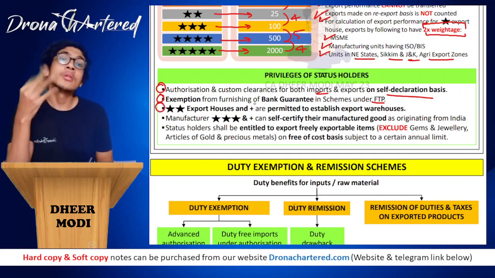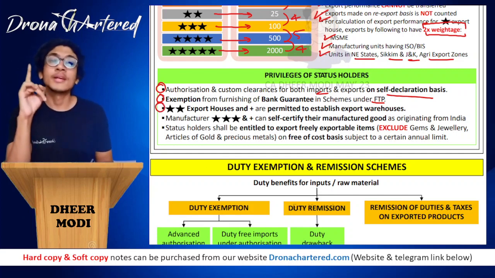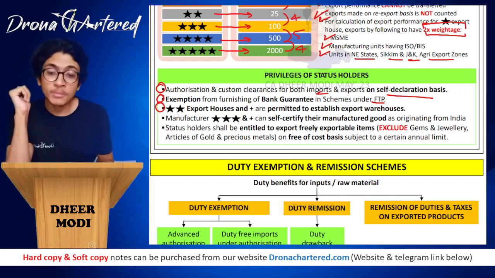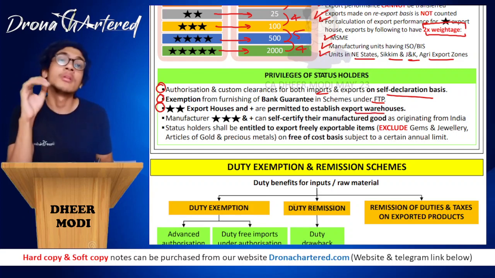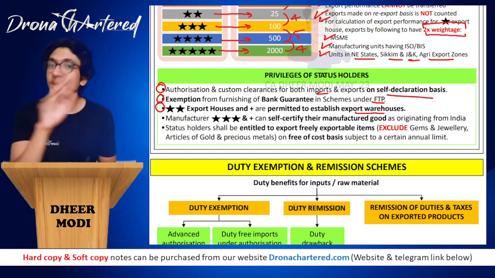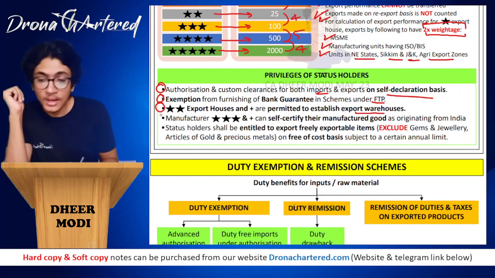2-star export houses and above, so not your 1-star export houses but 2, 3, 4 and 5, are permitted to establish export warehouses. These people will be allowed to establish their own export warehouse. Basically 1-star is not allowed, the rest will be allowed.